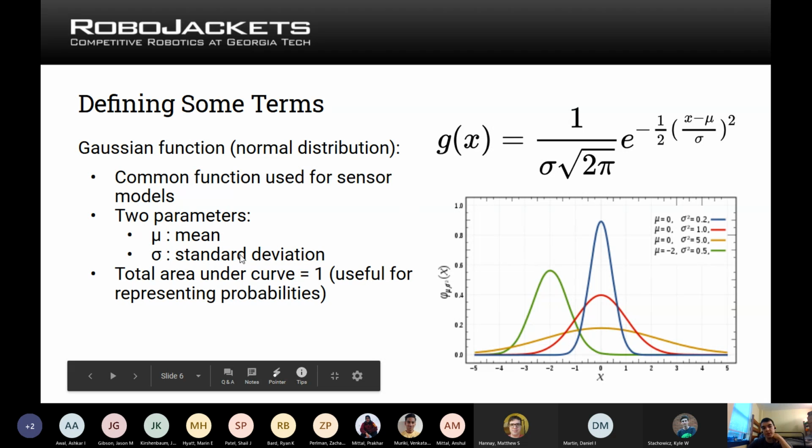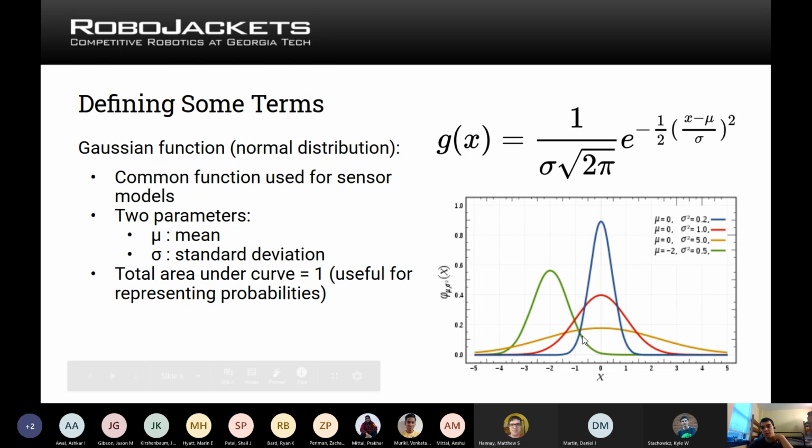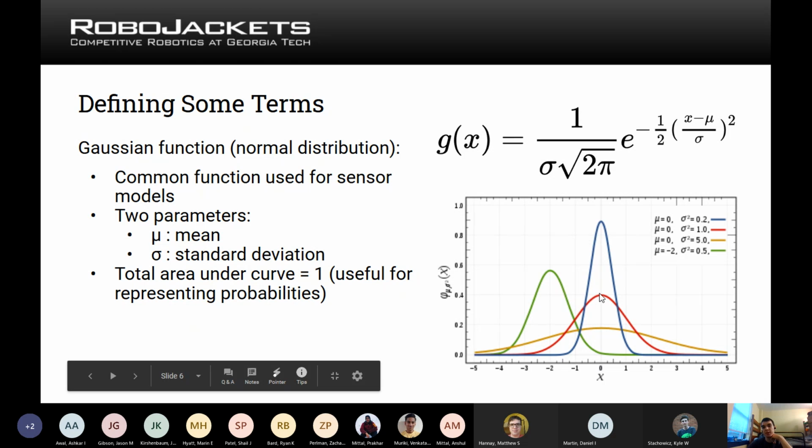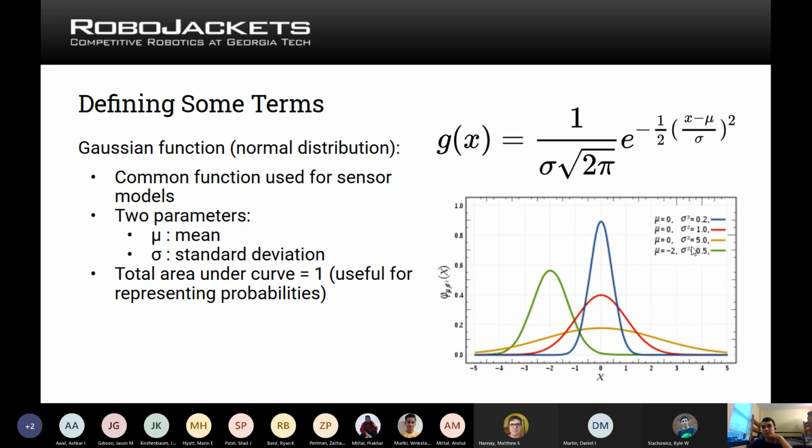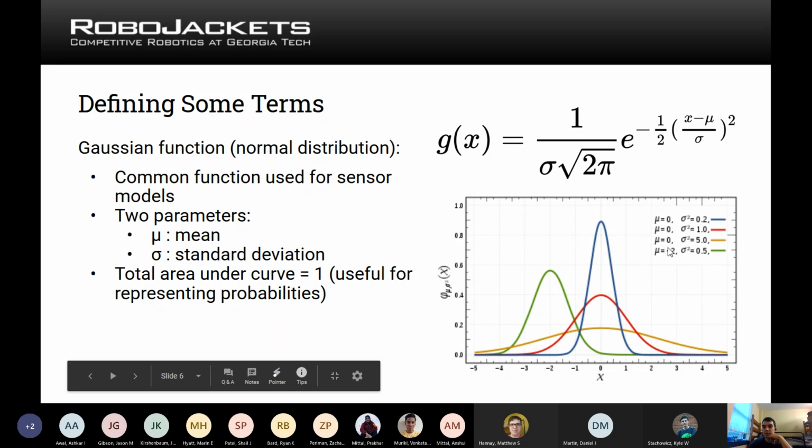As the standard deviation increases, you will see that the Gaussian function becomes more flat, and as it decreases, it becomes much peakier, as here. The mean tells you where the center point of the curve will be. The mean here is 0 for the blue curve, and it has a very low standard deviation. The red one has a mean of 0, but a relatively high standard deviation. And this one has a mean of -2, and it just gets shifted over.